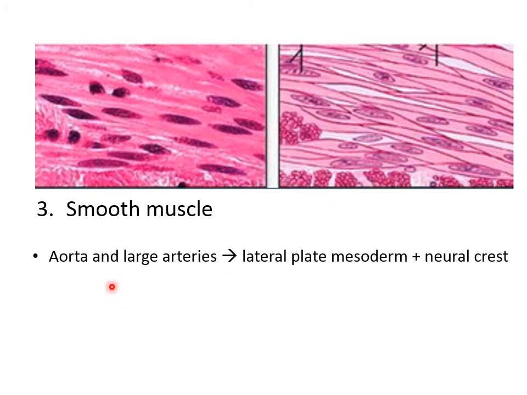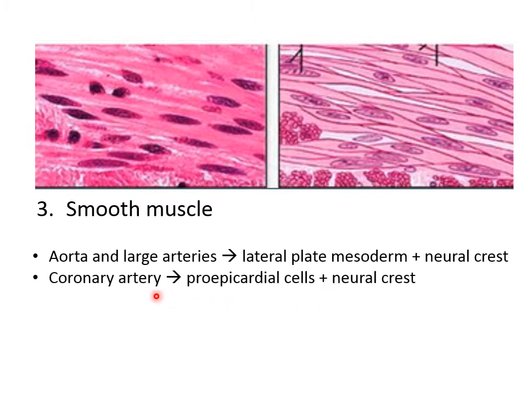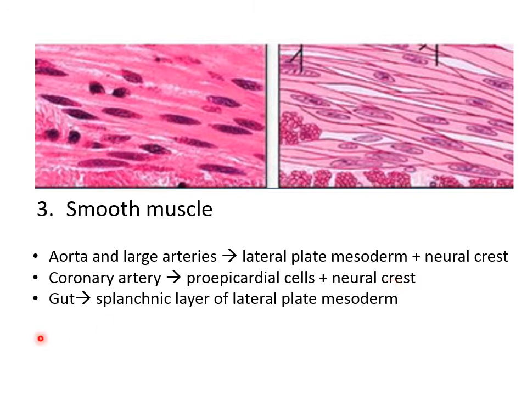What is the origin of the smooth muscle? The smooth muscle in the aorta and the large arteries originates from lateral plate mesoderm and neural crest. The smooth muscle in the coronary arteries originates from proepicardial cells and the neural crest. Smooth muscle of the gut originates from the splanchnic layer of lateral plate mesoderm.